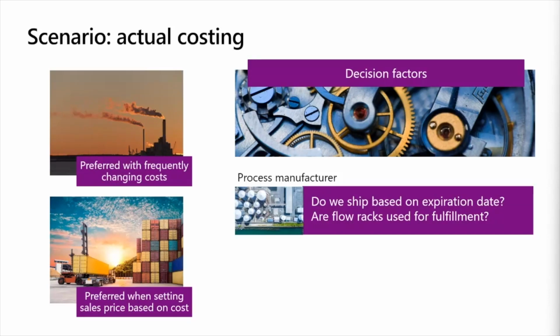In this example, you will likely want to also use the financial inventory option on the tracking dimension group for the batch number. Another example here is when you use flow racks in your warehouse for fulfillment.